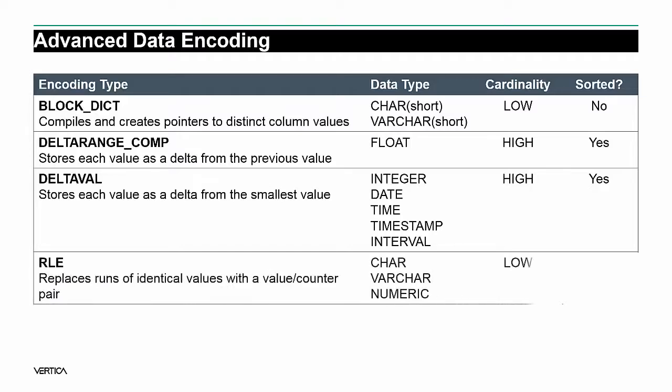RLE, or run length encoding, keeps account of each distinct entry in a sorted low cardinality column. It can be used for any character or numeric format. There are many more encoding types supported by Vertica. For the full set, see the direct link to the encoding types documentation in the notes below.